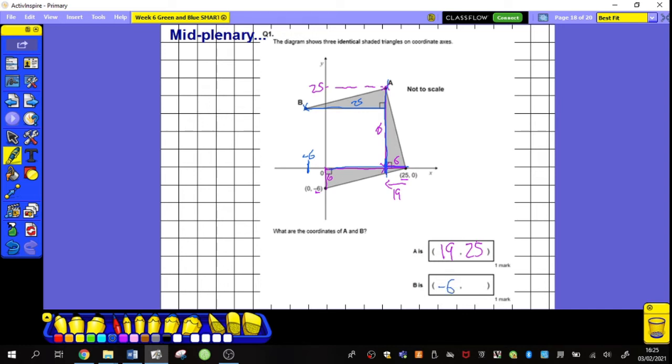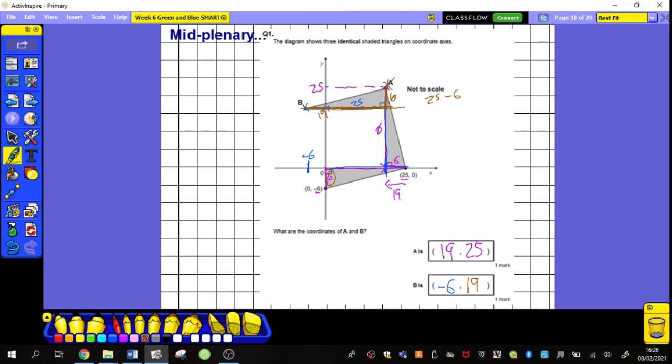And how high? Right, let's figure out how high this is going to be. So I want now this point on the y-axis. Well, I know that this bit in here, I'm going to change colour so you can see it very clearly, I know this bit in here is 6. And if A is 25 high, and I want however high that bit is, then I'm going to do 25 take away 6, so this must be 19 high. So B is -6, 19.